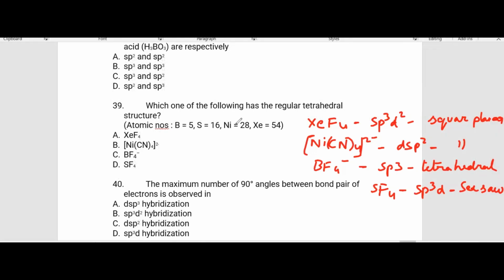Which one of the following has the regular tetrahedral structure? In the given options, XeF4 has sp3d2 hybridization and shape is square planar. In Ni(CN)4 2 minus, dsp2 hybridization, again square planar. BF4 minus, sp3 hybridization and it is tetrahedral geometry. SF4, it is sp3d hybridization with seesaw shape. So our answer is BF4 minus.